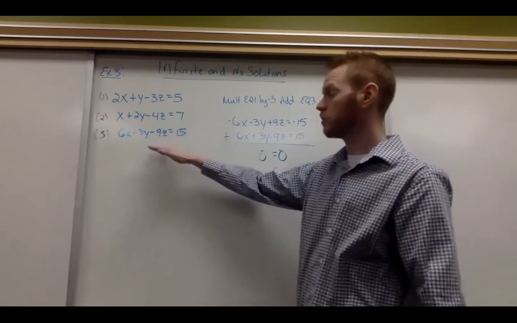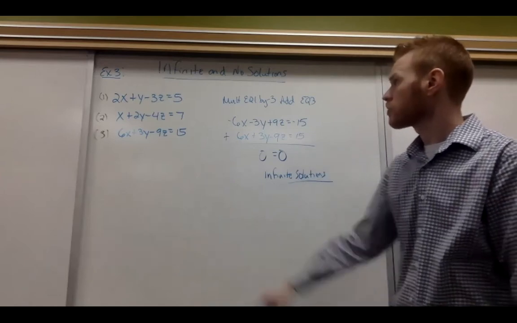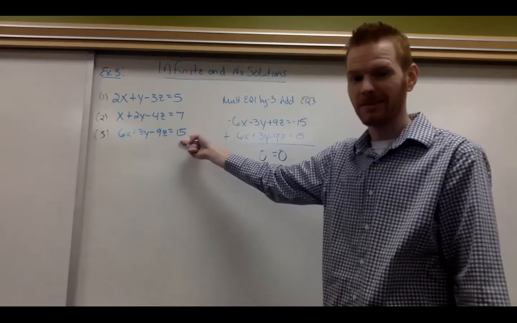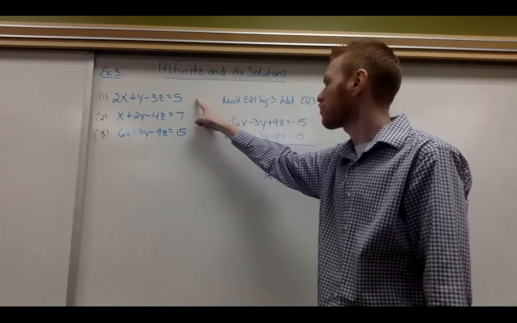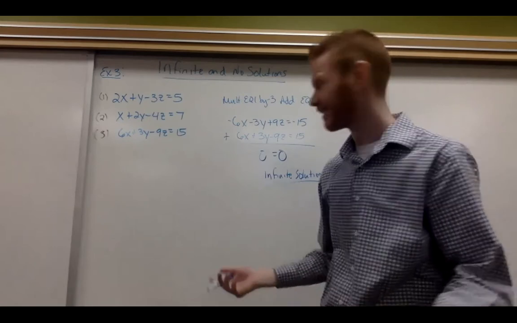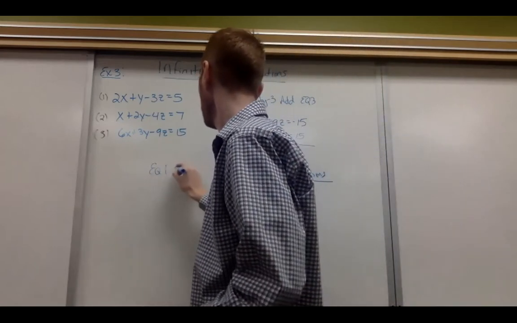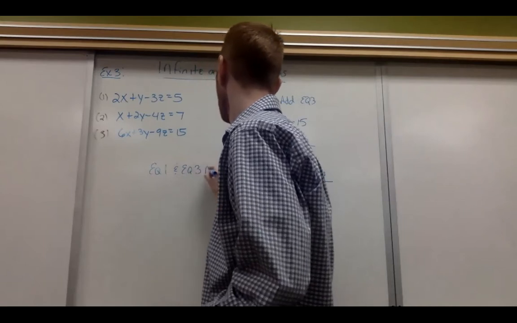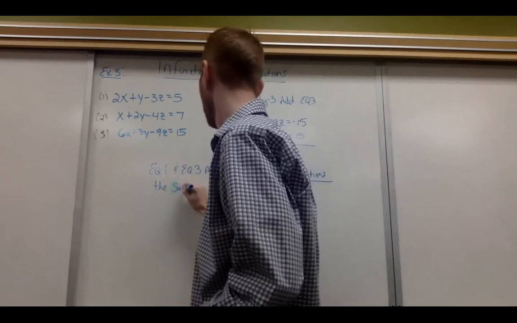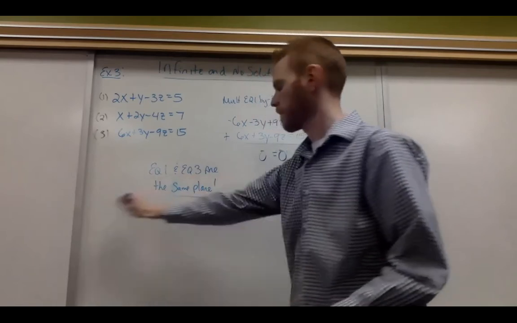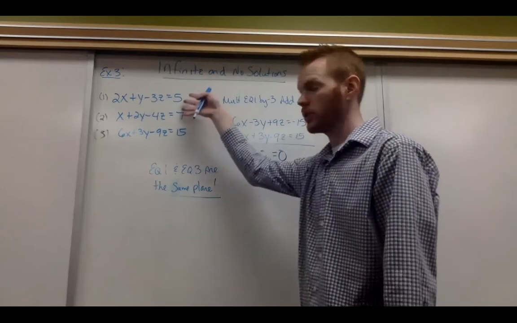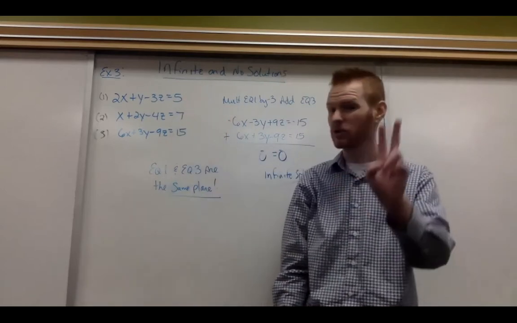So let's go back to the original system for a second. I can see that the first and third equations look very close to each other. If I multiply the first by 3, I get the same equation down here. So that means that 1 and 3 are the same plane. Let's write that down: equation 1 and equation 3 are the same plane.